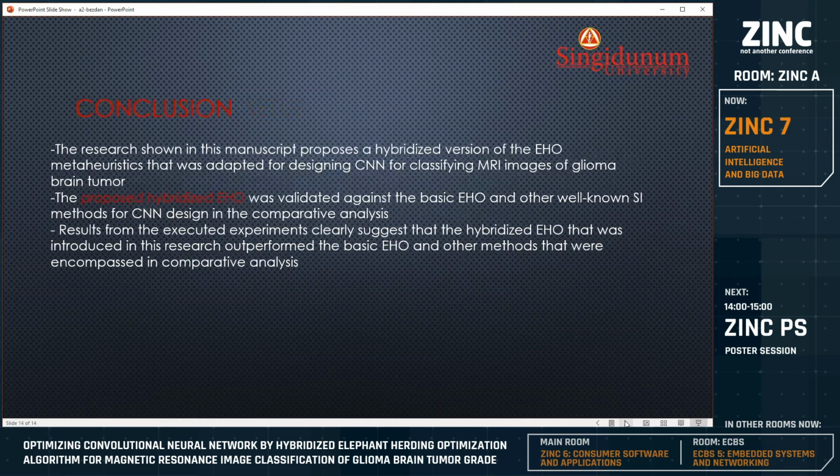And for conclusion, the research shown in this manuscript proposes a hybridized version of the EHO metaheuristic that was adapted for designing the CNN for classifying MRI images of glioma brain tumors. The proposed hybridized EHO was validated against the basic EHO and other well-known SI methods for CNN design in the comparative analysis. Results from the executed experiments clearly suggest that the hybridized EHO introduced in this research outperformed the basic EHO and other methods that were encompassed in the comparative analysis. Thank you.